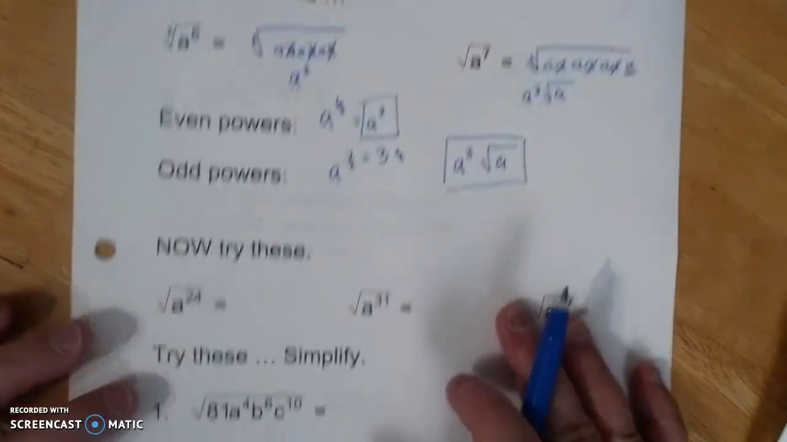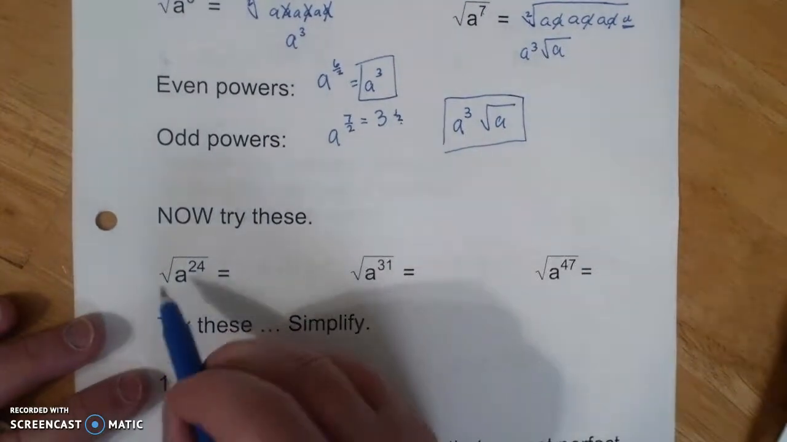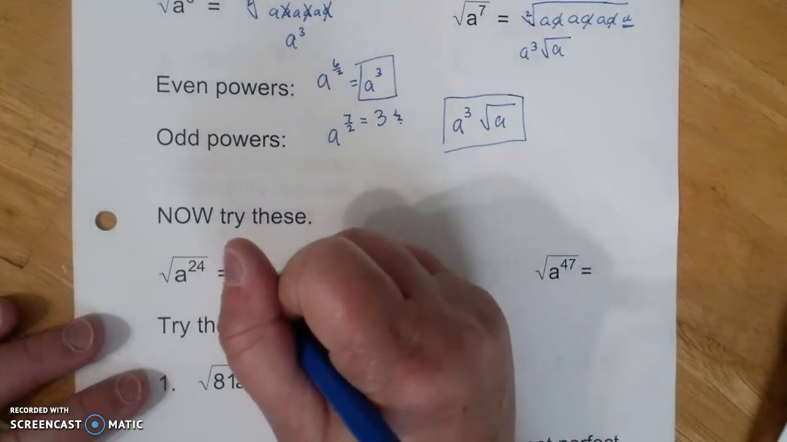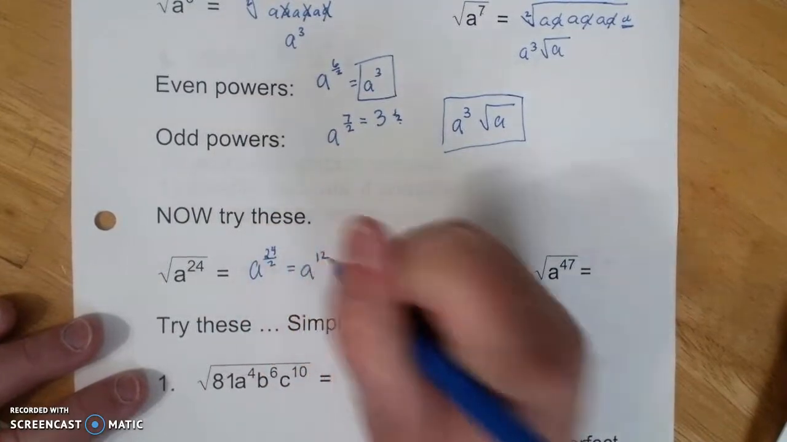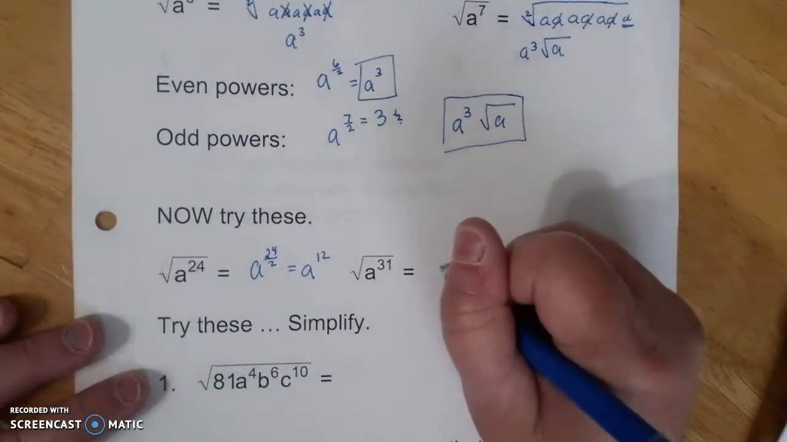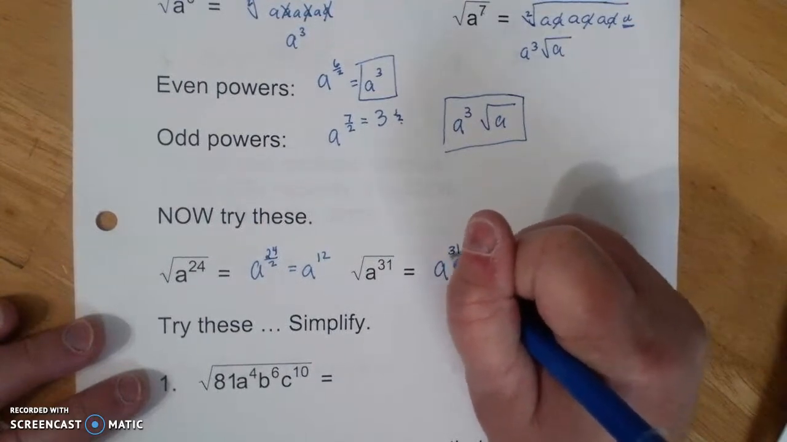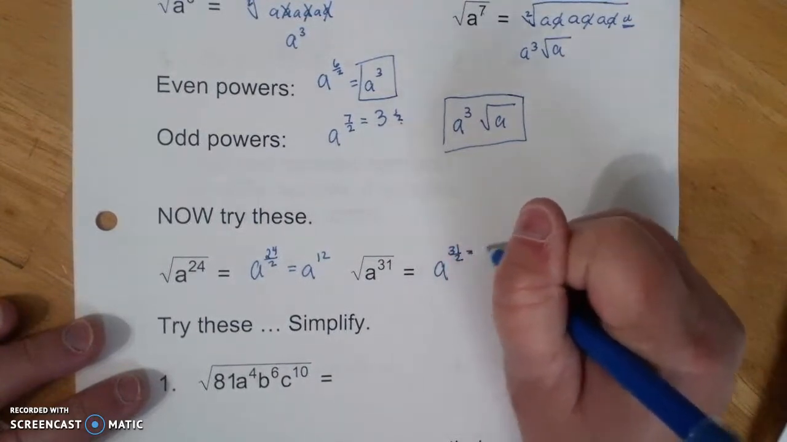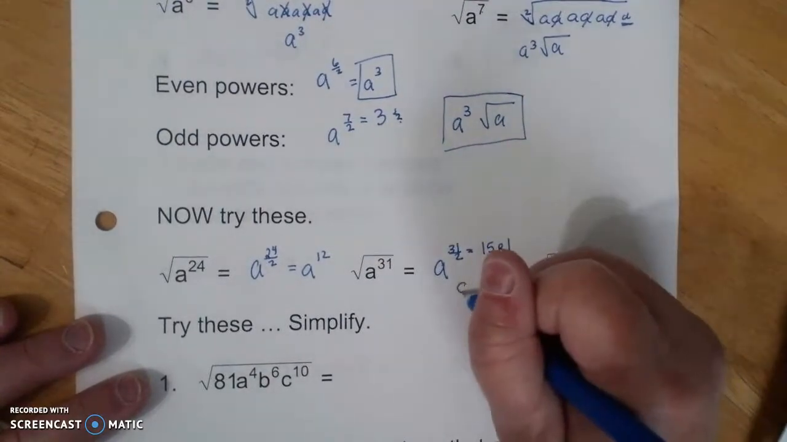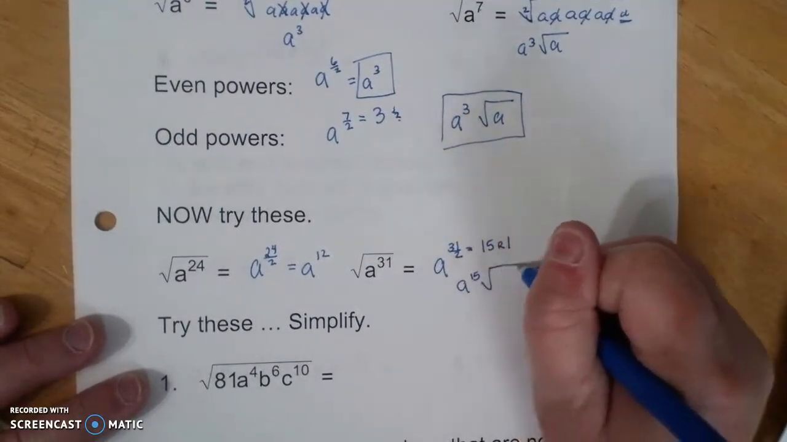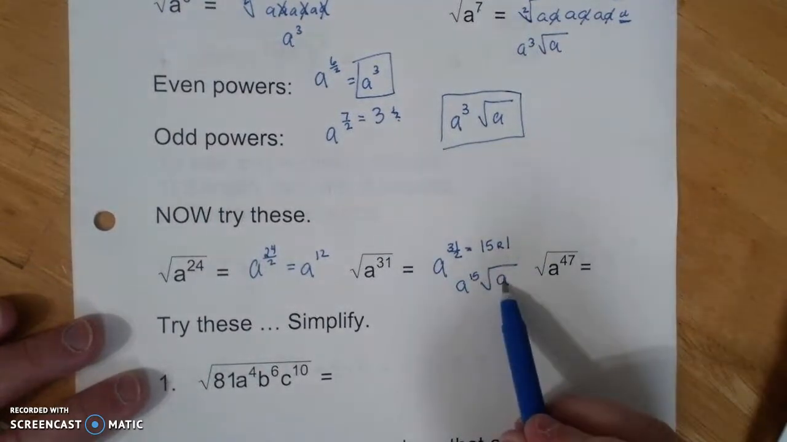Or another way to do it. Okay, so this is a to the 24th over 2, which is a to the 12th. This is a to the 31st over 2 equals 15 remainder 1, means a to the 15th is out, square root of a, there's your remainder.